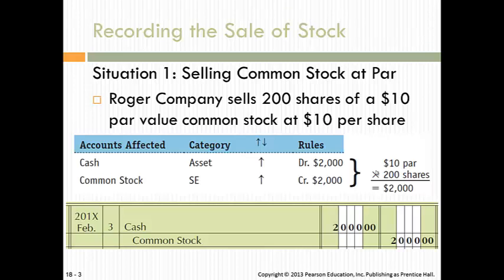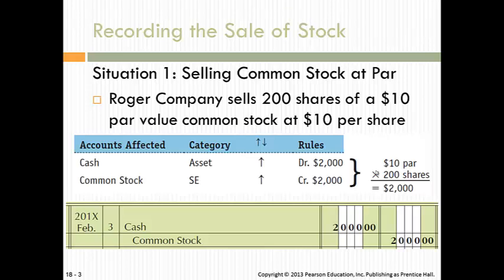Roger Company sells 200 shares of a $10 par value common stock at $10 per share on February 3rd. This is also called issuing common stock. The company sells 200 shares for $10 each, so that's $2,000 in cash that the company receives. We debit cash for $2,000.